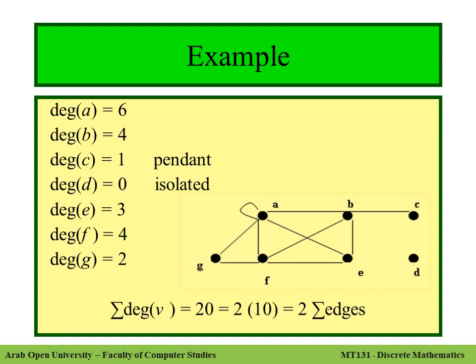For B, there are 4 edges that are incident with B. The degree is 4. The degree for C is 1. There's only 1 edge incident with C. D is isolated, so the degree is 0. The degree of E is 3. The degree of F is 4. The degree of G is 2. If you add the sum of all degrees, 10, 11, 14, 18, 20. If the sum of the degrees is 20, then the number of edges is 20 divided by 2, which is 10. And if you count the edges in this graph, you will find that it has 10 edges.